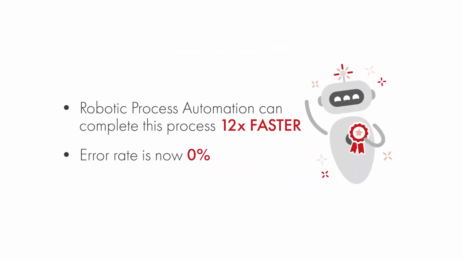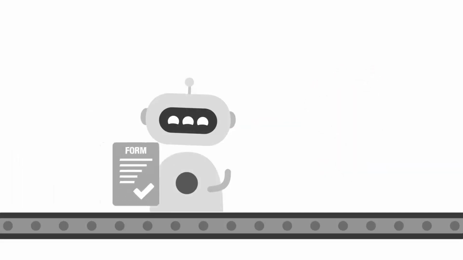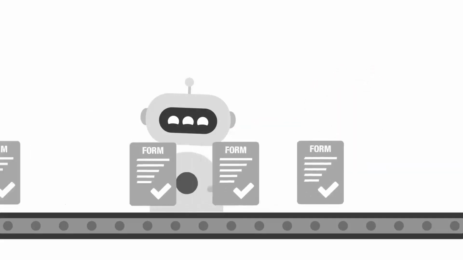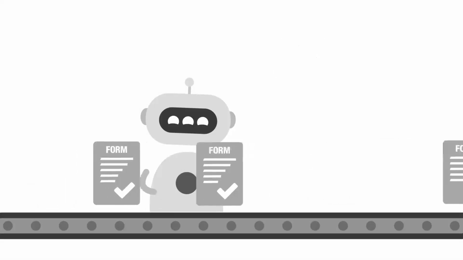Not only that, but it runs about 12 times faster than a human could ever do it. And it never gets tired, takes breaks, or makes mistakes. All it does is flag exceptions where information is missing or incorrect for human intervention.